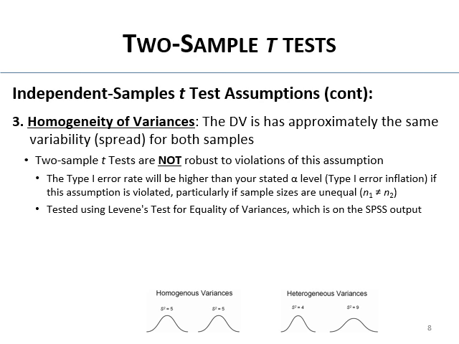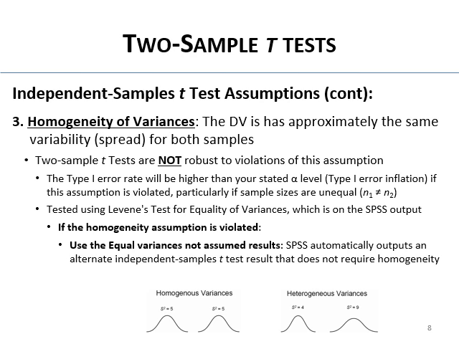So this is actually tested as part of the SPSS output. It outputs something called Levene's test for equality of variances. And you look at this test and make a decision about which stat line for the independent samples t-test you're going to interpret. There's two lines that are going to be printed. So if the homogeneity assumption is violated, you will use the equal variances not assumed results. Okay, so SPSS automatically spits this out, and it's an alternate version of independent samples t-test that does not require this assumption. It's less powerful though.